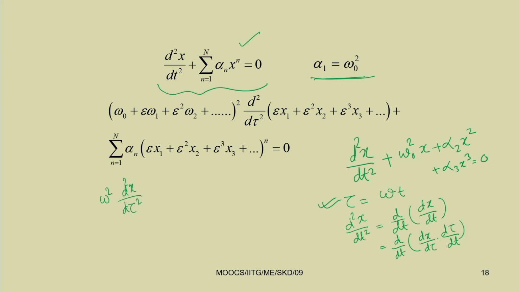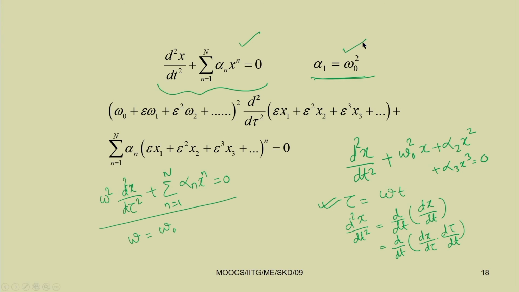So, you will get this term plus summation n equal to 1 to capital N, alpha n x to the power n equal to 0. Now we can substitute the expression for omega which you have written in the previous slide. So, omega equal to omega 0. Omega 0 is known to us, omega 0 is nothing but this, omega 0 square equal to alpha 1.